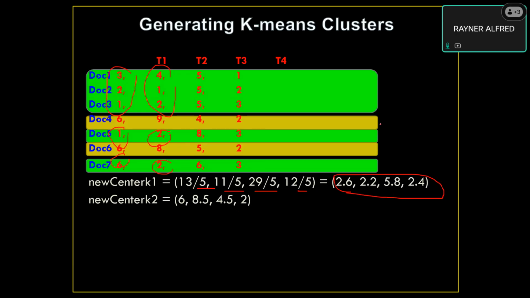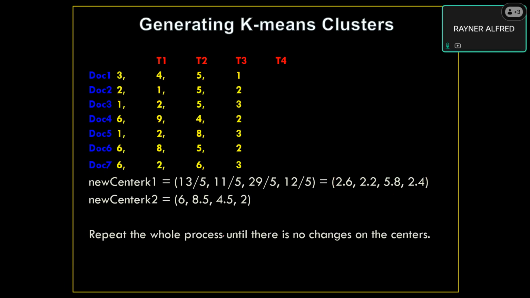For the second cluster, we have 2 members only. So this is 6, this is 8.5, this is 4.5, this is 2. So that is the new center. Okay, so we continue with iteration number 2. We start with this center, then we look at whether they're nearer to center 1 or center 2.